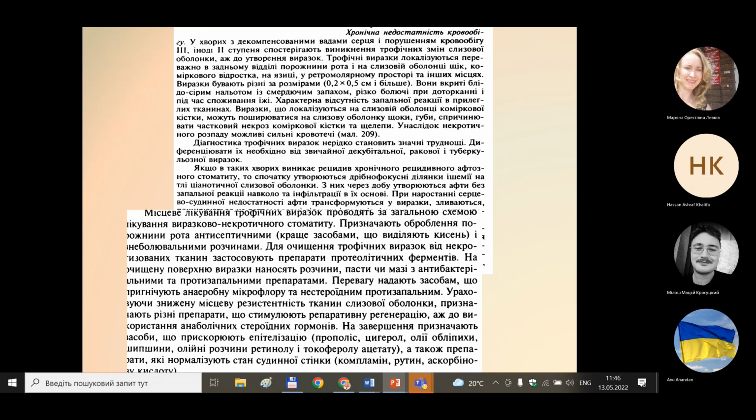Size: 0.2, 0.5 centimeters and more. They are covered with fibrinous coating. The smell of this coating is offensive, bad. They are extremely painful during touch and during food intake.